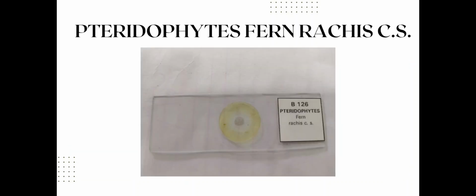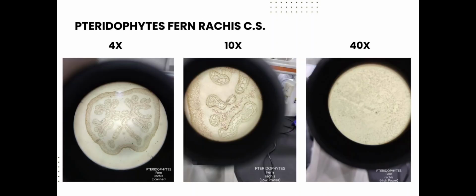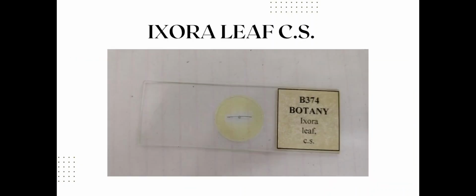Pteridophytes, fern rachis cross-section. Under scanner, the fern rachis will appear very small and less detailed. You'll be able to see the overall structure, but finer details will be hard to make out. Under low power, it will appear larger and more recognizable. You observe the arrangement of cells and tissues, such as vascular bundles and ground tissue. Under high power, it is even larger, providing the most detail. You can see cellular structures like xylem, phloem cells, and epidermal cells.